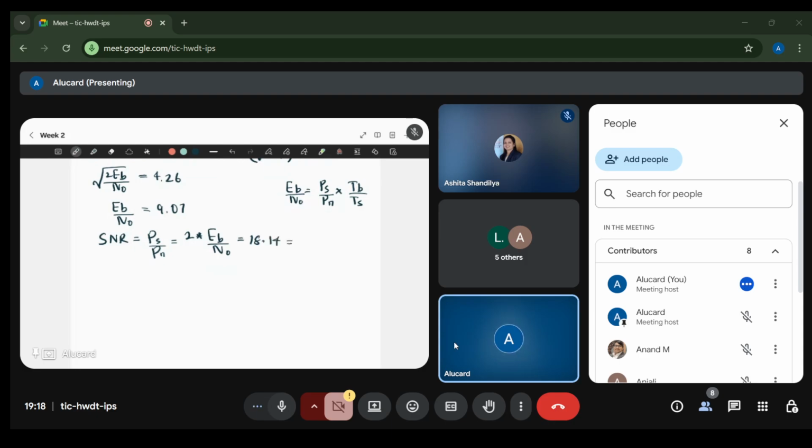This will be 12.59 in dB. I'll leave the calculation parts to you.